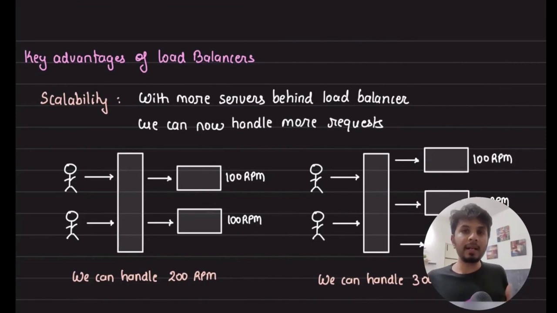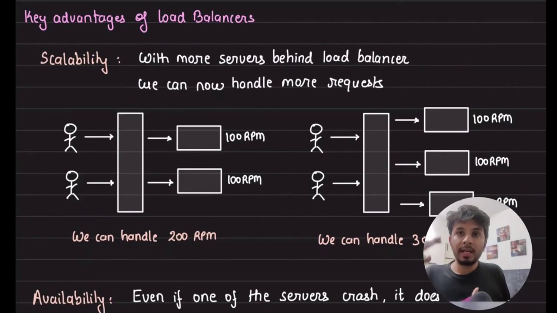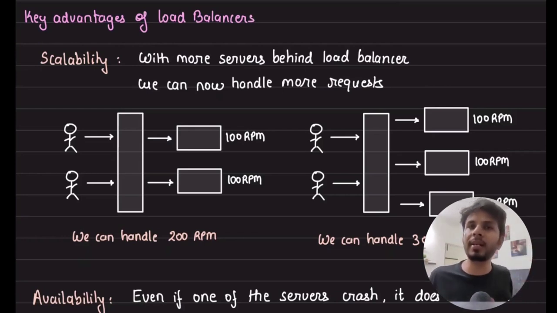Now, key advantages of a load balancer. Why are people using load balancers? First and most important one is scalability. Given that a load balancer is abstracting out the distributedness of your API servers, you can seamlessly add more servers behind it. For example, if I wanted to handle 200 requests per minute and I know that one API server can handle 100 requests per minute, I just add one more. I would start handling 200 requests per minute.